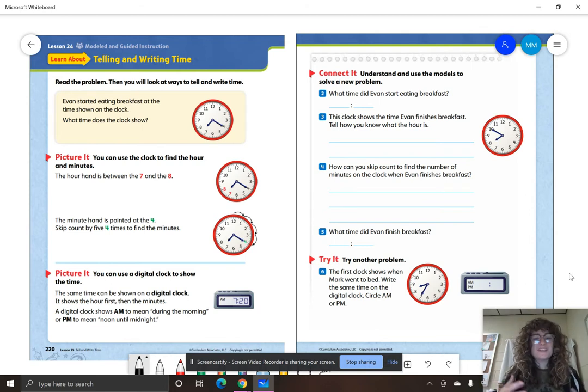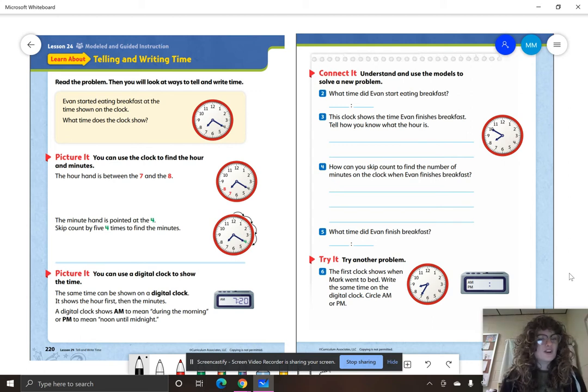Today, we are going to continue exploring telling and writing time. So go ahead and get your instruction book open to pages 220 and 221. And also, let's go ahead and get out your clock. We are going to be using this today to help us understand telling and writing time. All right, let's start by looking at page 220.